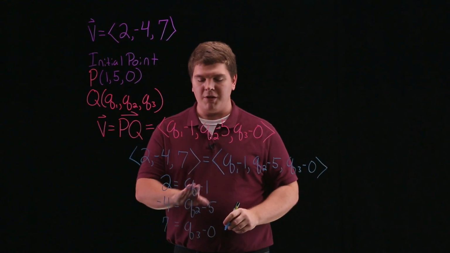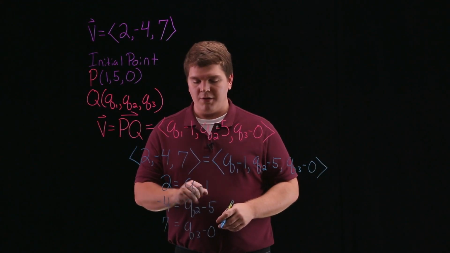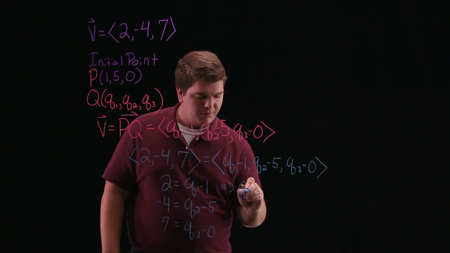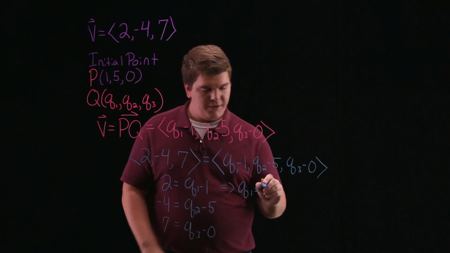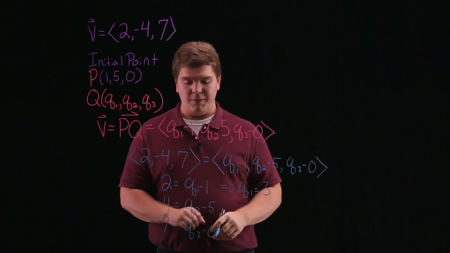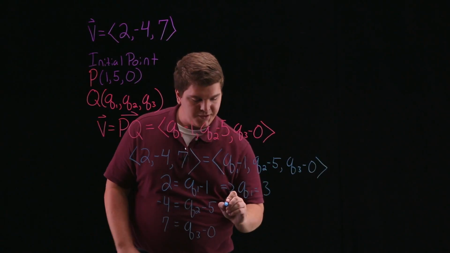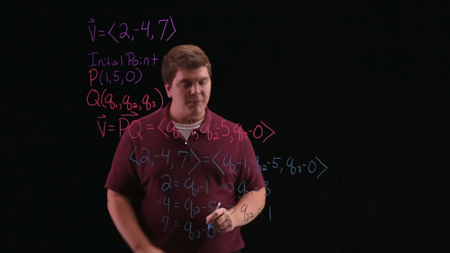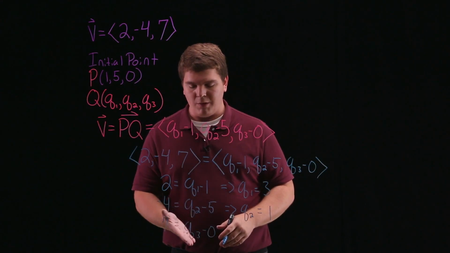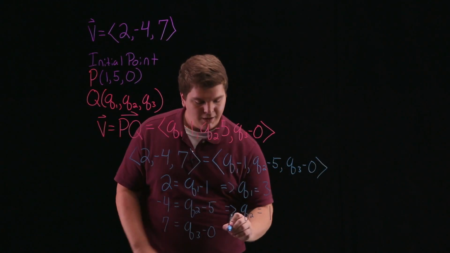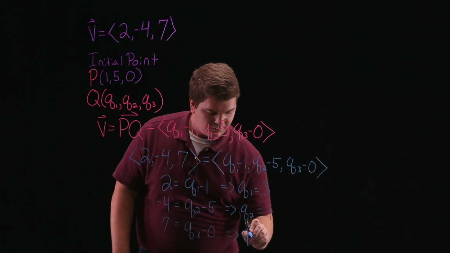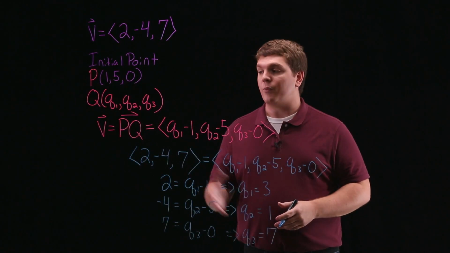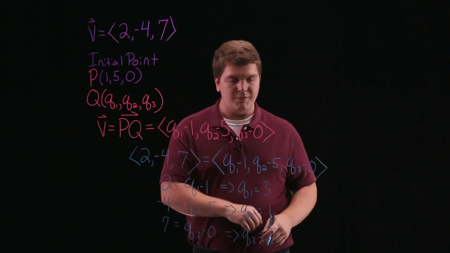Now we can go ahead and solve for Q1, Q2, and Q3. So solving for Q1, we can add 1 to both sides of this equation, which tells us that Q1 is equal to 3. We can solve the second equation for Q2 by adding 5 to both sides of the equation, which tells us that Q2 is equal to 1. And we can solve for Q3. Well, we actually already have Q3 solved for, and Q3 is just equal to 7. So what this tells us is that our terminal point Q is the point 3, 1, 7.